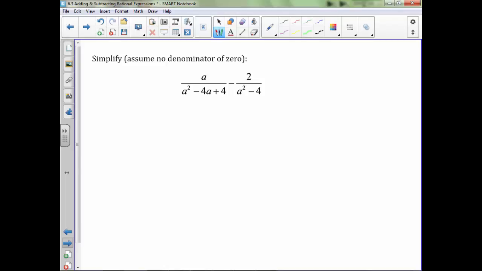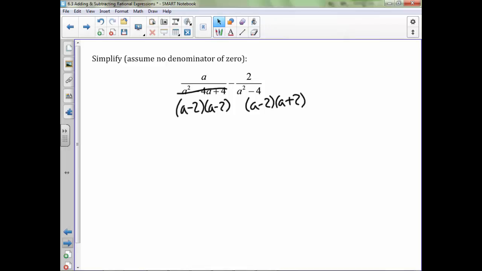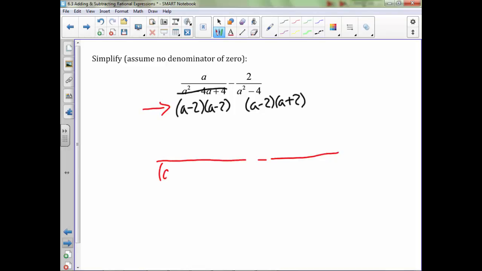So this first one will factor into a minus 2 times a minus 2. The second one is a minus 2 times a plus 2. And now, when we get our common denominator, we need all of the factors that are in the first fraction. So we know we're going to have an a minus 2 times an a minus 2.